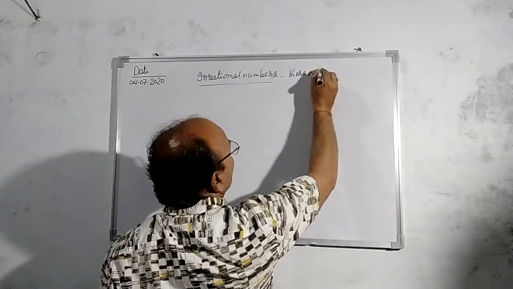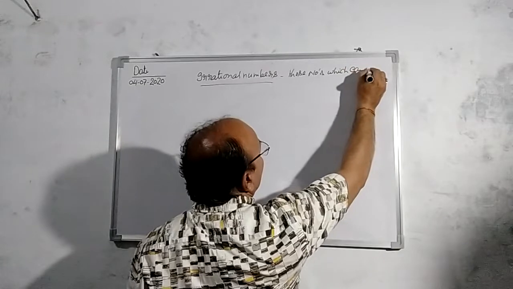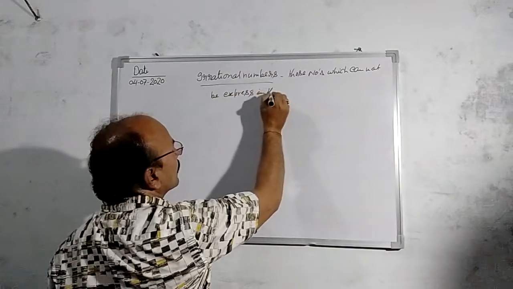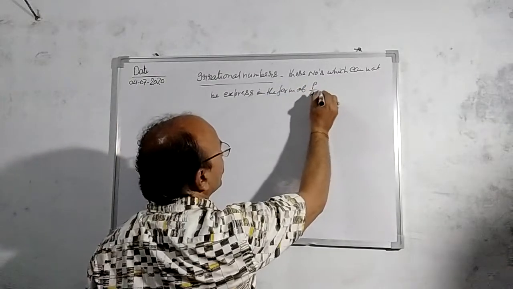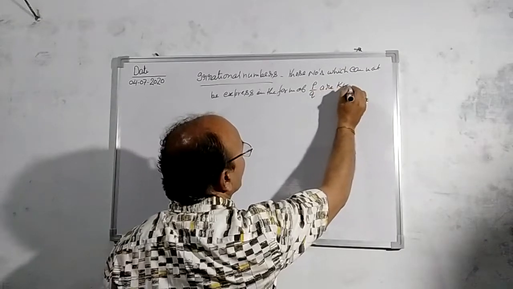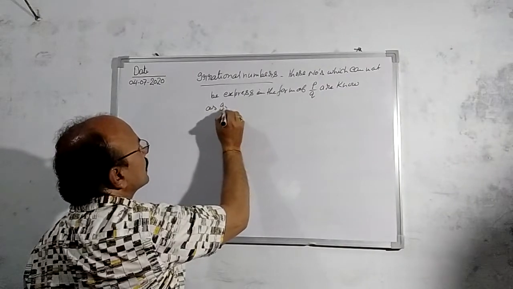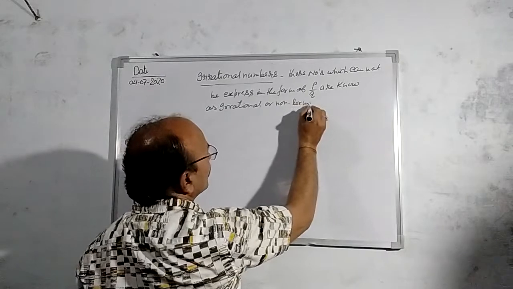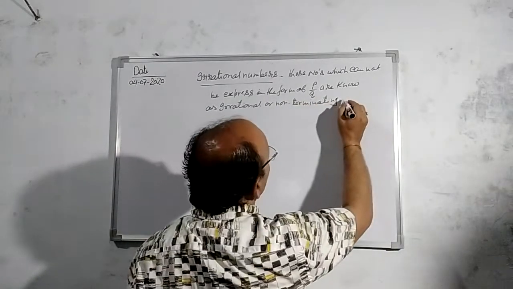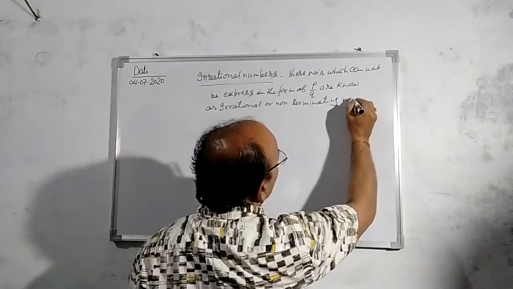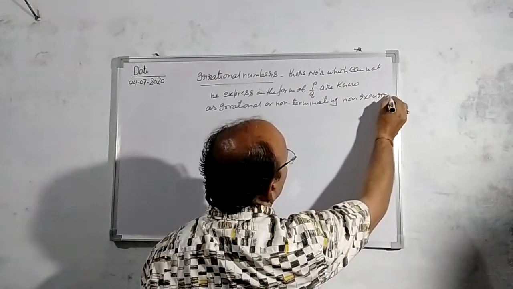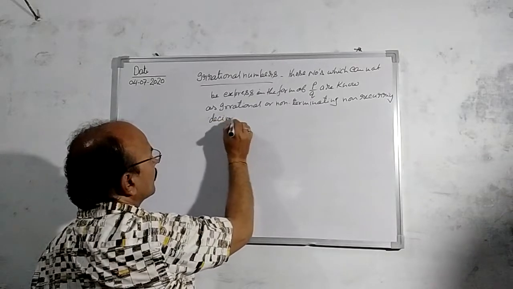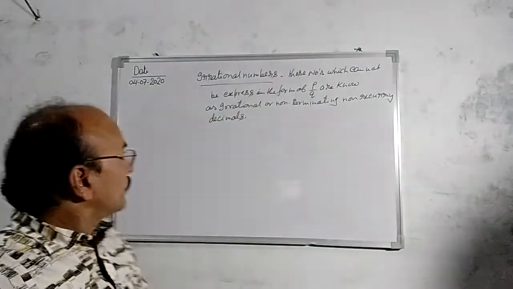So what is the definition? Those numbers which cannot be expressed in the form of P upon Q are known as irrational or non-terminating, non-recurring numbers, non-recurring decimals. So it is the definition of irrational numbers.